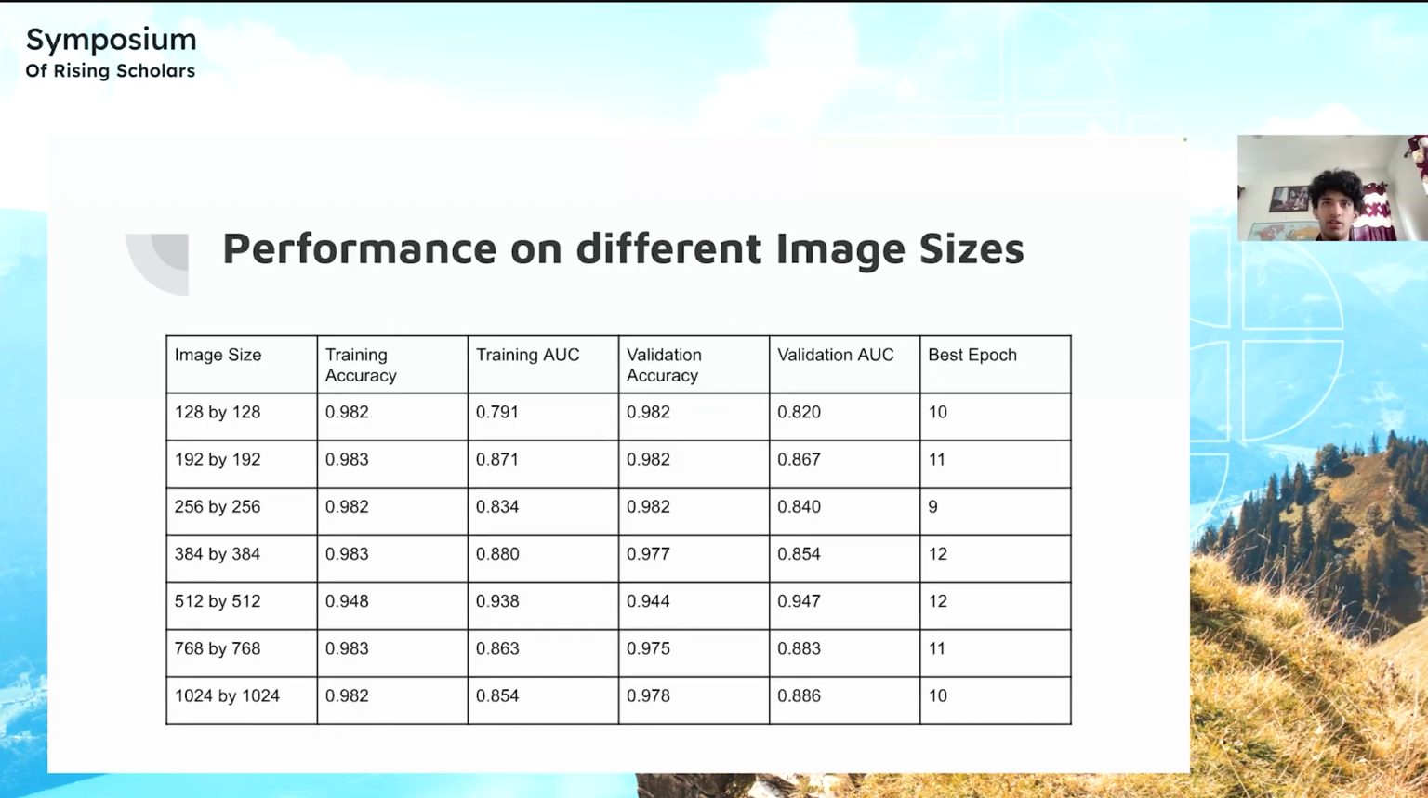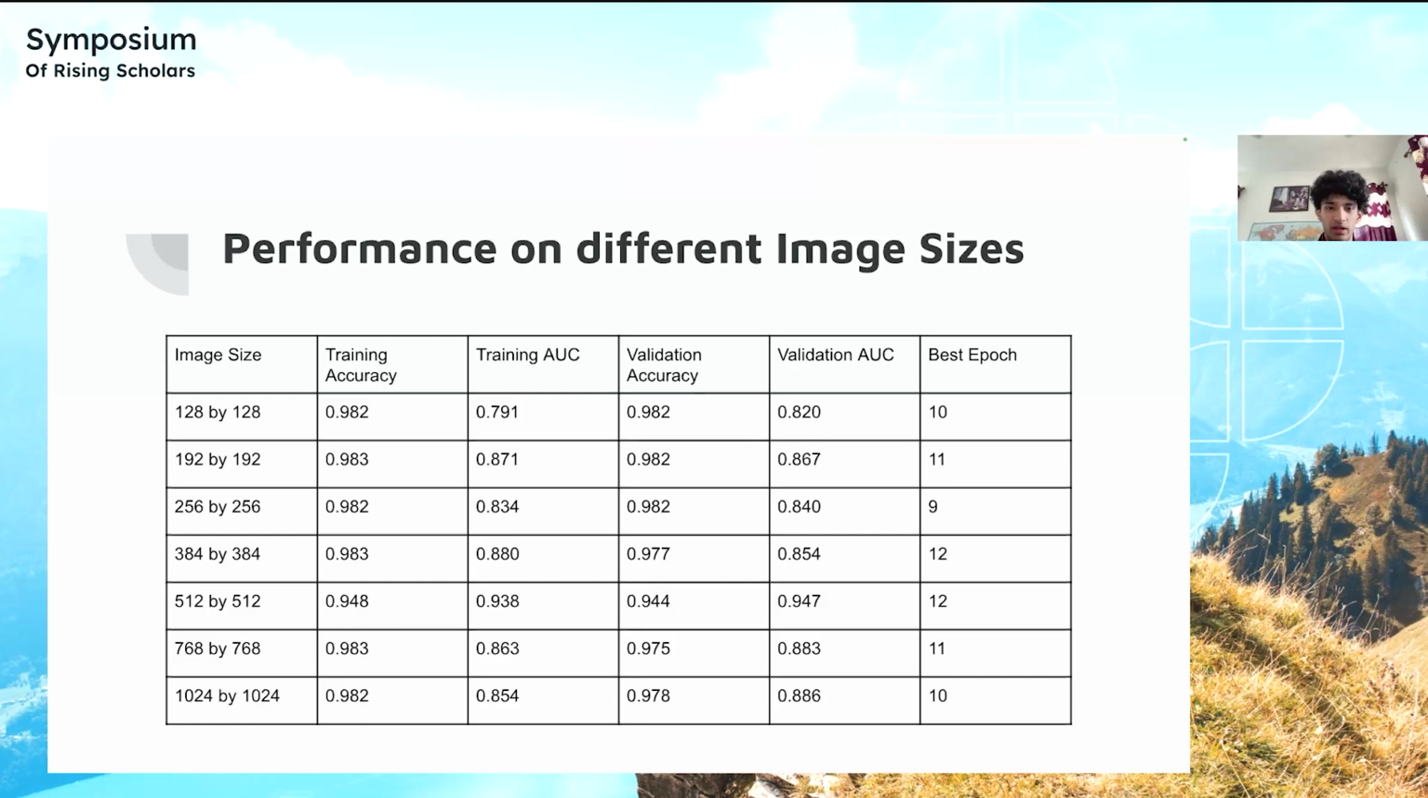Then we tested our model on different image sizes. We kept everything the same. We just changed the input image dimensions for the CNN. So generally, the model's best epoch was around 9 to 12, which is normal for CNNs, as models start to overfit after that. So the model after that will get too used to the training data, and it'll perform badly on other data. And overall, accuracy consistently performed better than AUC for every single image size.